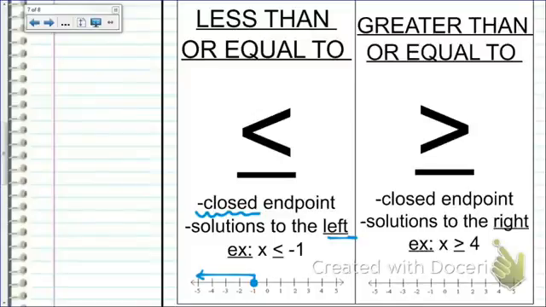For greater than or equal to, it's very similar. So you have half your equal sign, but all the solutions are going to the right. So your arrow is pointing to the right. Same thing, we use a closed endpoint because we can be equal to that number. And in my example, x is greater than or equal to 4. I put a closed endpoint at 4, and I draw an arrow to the right because that's where all the numbers get bigger.